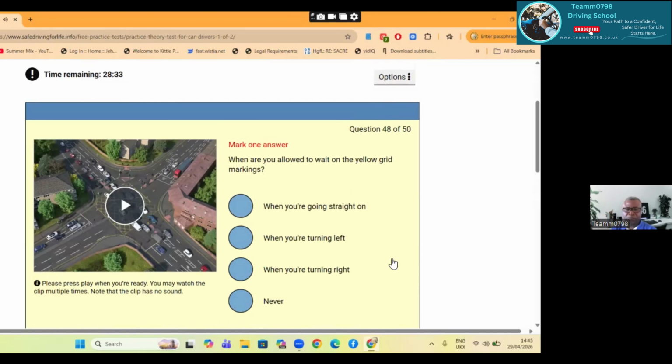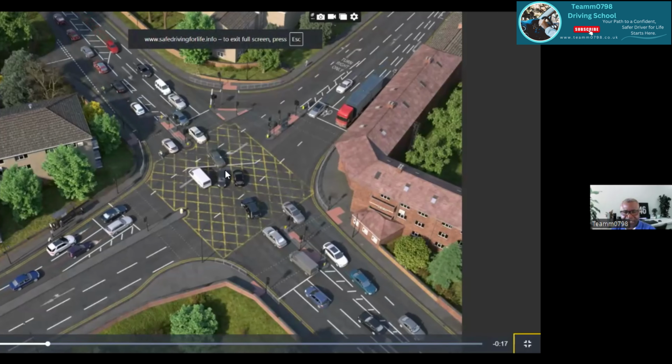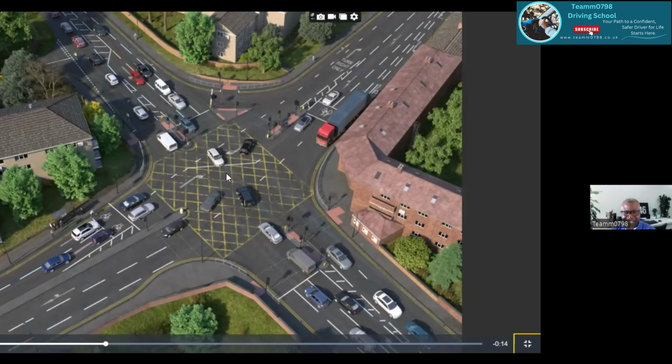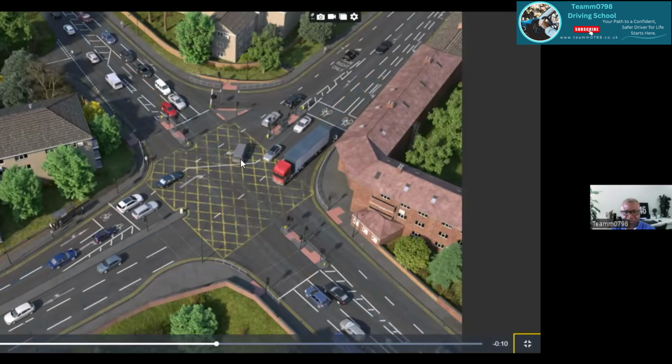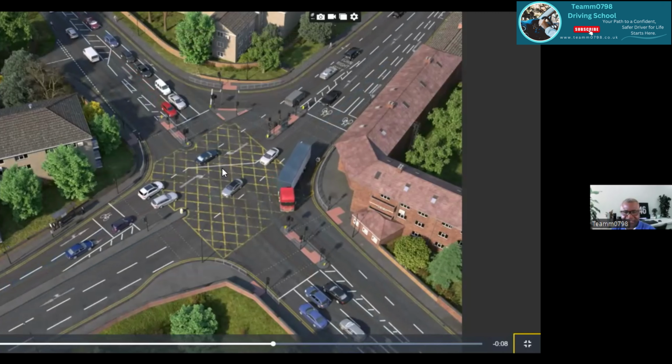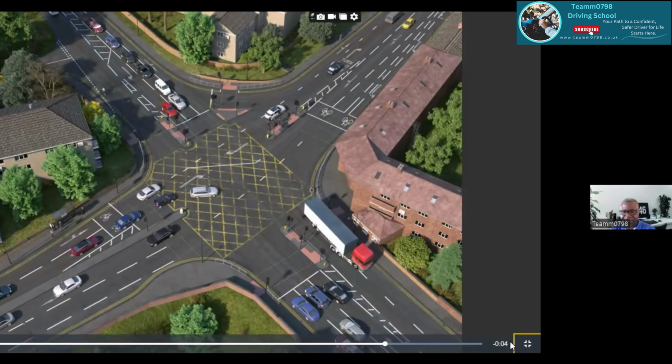Mark 1 answer. When are you allowed to wait on the yellow grid markings? Okay, so let's watch the video. So when are you allowed? Can you see those cars here? They are waiting to turn right. Okay, so this one is also going to turn right, but if the space is not there, they can also wait. This is also waiting. Okay, this is waiting, so you can wait to turn right.